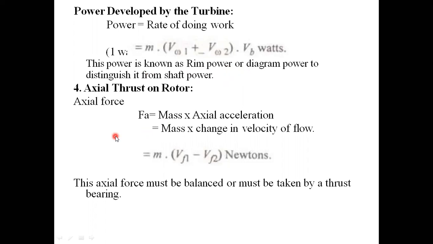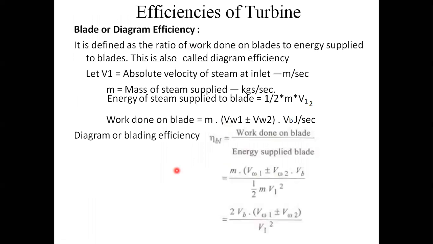Axial thrust on rotor. Axial thrust FA equal to mass flow rate into Vf1 minus Vf2 Newton. This axial force must be balanced or must be taken by thrust bearing.